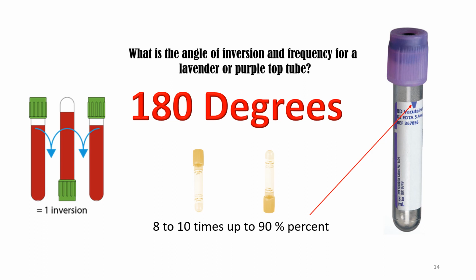So eso quiere decir que si nosotros invertimos correctamente en el ángulo correcto, que debe de ser, pues la máquina pues va a tener menos chance de cometer un error. Pero si nosotros no lo hacemos correctamente de esa forma, va a haber un problema. Y ahí es donde vienen los errores preanalíticos.